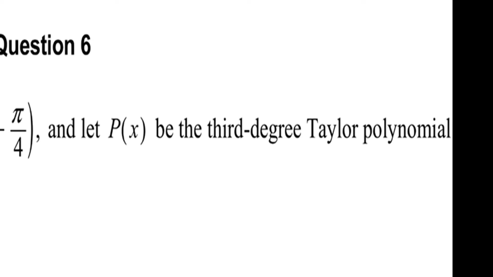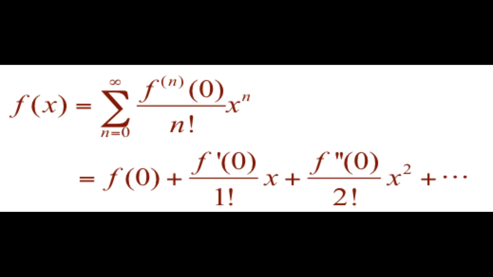So because the problem says that p of x is a third degree Taylor polynomial, we need to know how to construct a polynomial. Because this is centered at x equals 0, we use the Maclaurin series. So you can pause it here if you want to look at the formula for how to build a Maclaurin series, but we're going to move on.